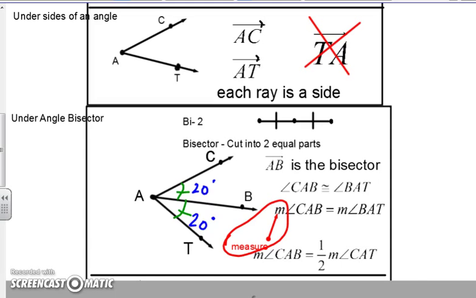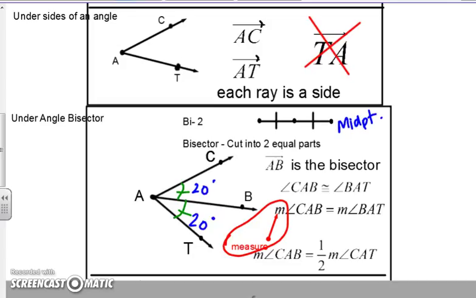Okay, so right here we have a midpoint, and it cut this segment into two equal parts. We also have an angle bisector, which would cut an angle into two equal parts. So right here, angle CAT is cut in half by ray AB. AB is the bisector.